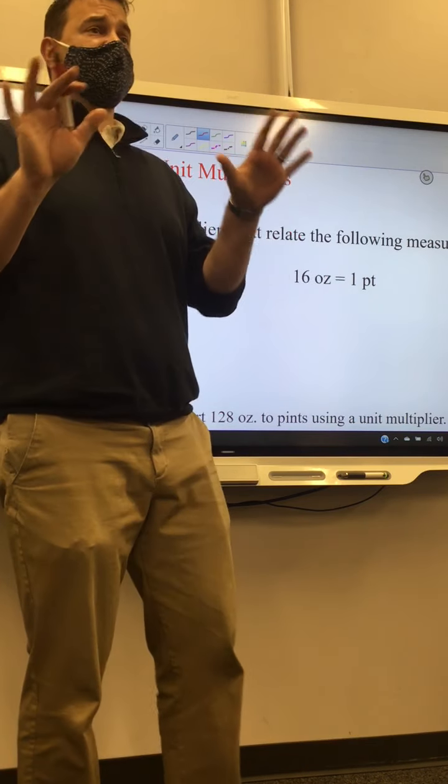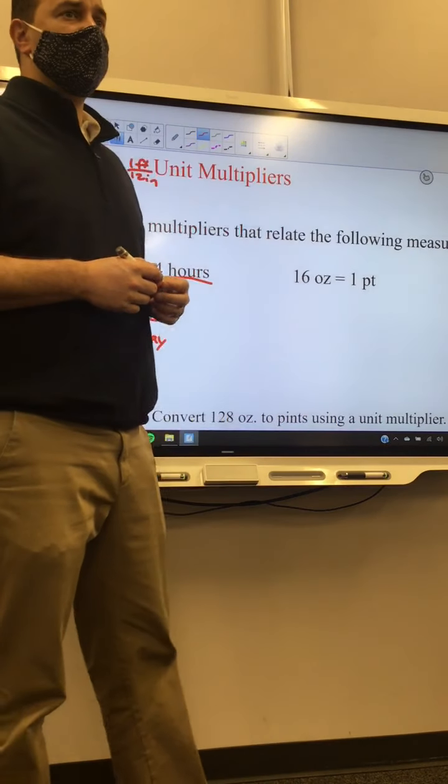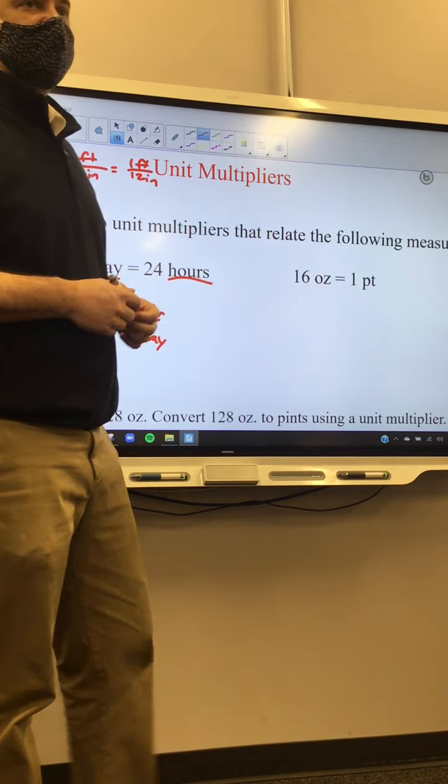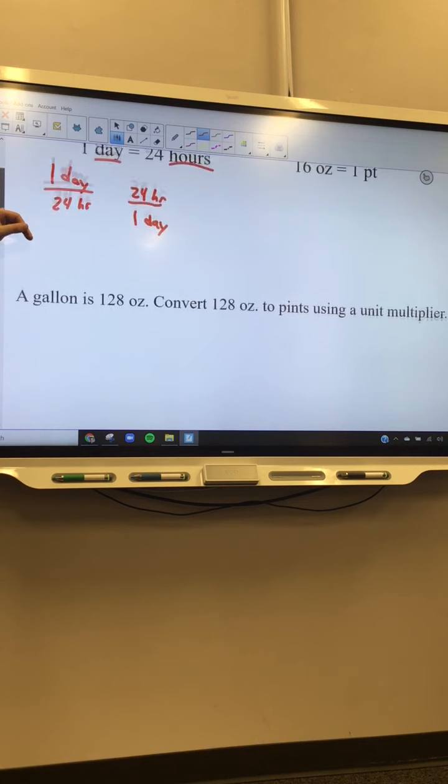You don't have to say it equals anything. It's just that's the unit multiplier. 16 ounces over 1 pint, that fraction, or 1 pint over 16 ounces. Sure. Either one of those is a unit multiplier. Both of those are equal to 1. So when we multiply it by something, we're still just multiplying by 1.